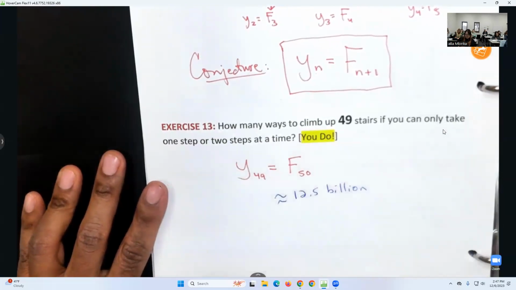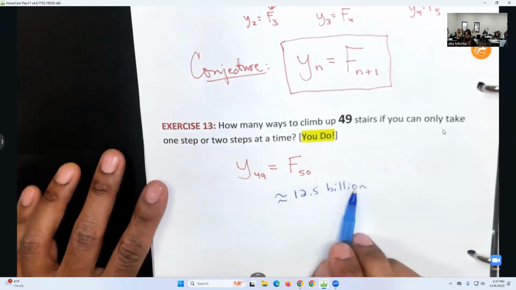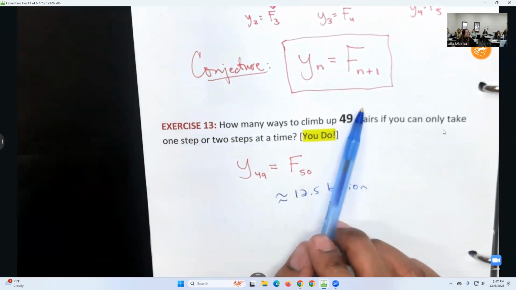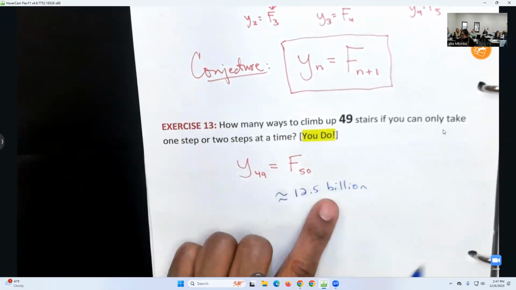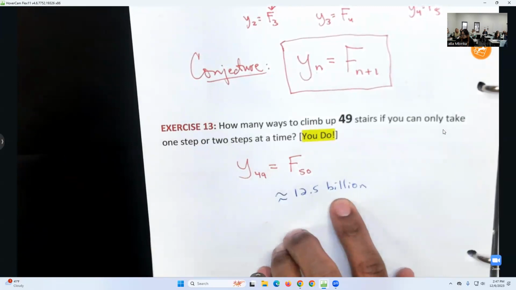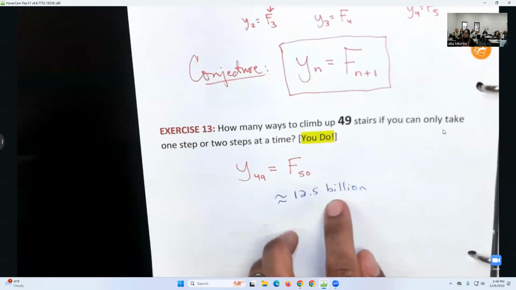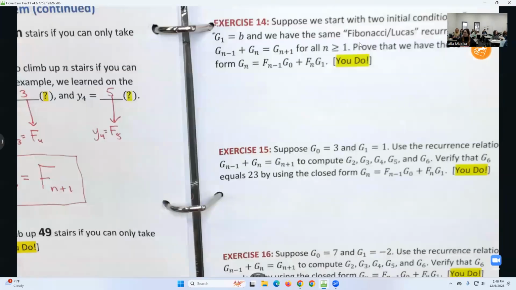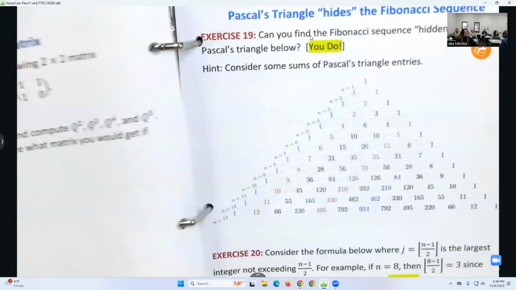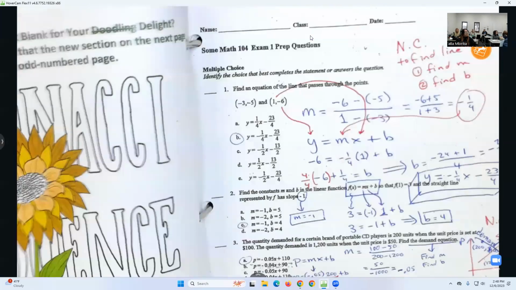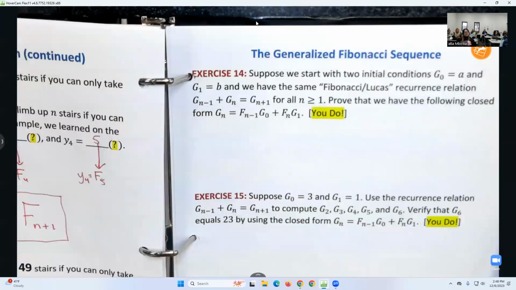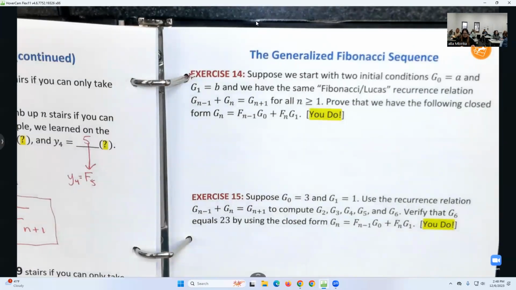So you know what you should do after class? You should check this answer by going up 49 stairs and counting all the different ways. I bet you'll probably finish it before your great-grandson is dead. Oh wait, you can peace out, Girl Scouts, yet. Maybe you can peace out. That's a term, right? Okay, all right.